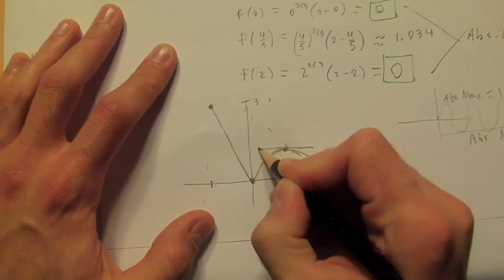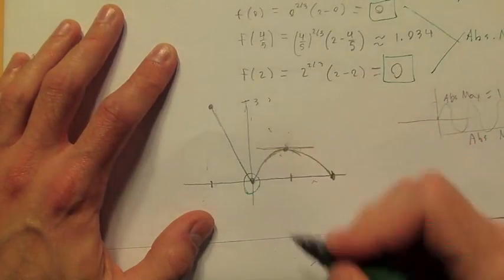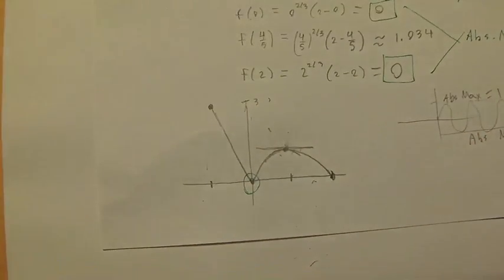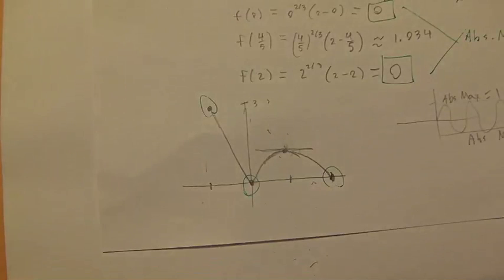Okay, so it has a horizontal tangent line here. It had a place where it wasn't differentiable there, and there you go. And here's the absolute max, and here's the absolute min, both at 0.